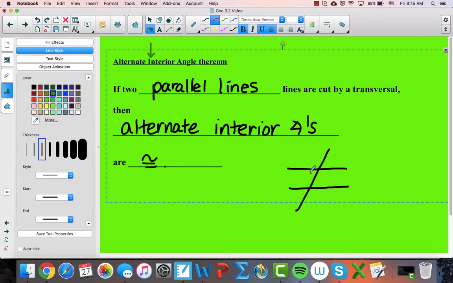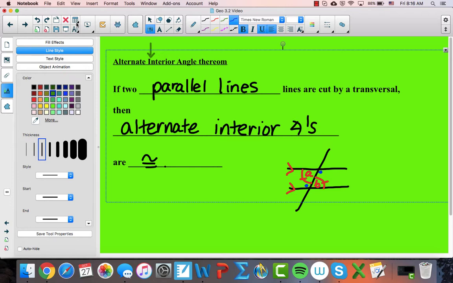Alternate interior angles would be something like this, A and B. Well, those are alternate interior angles and they would be congruent as long as the lines are parallel. So A and B. And we also should know that these angles here and here are also alternate interior angles. They would be congruent to each other. The blue ones would be congruent and the red ones would be congruent. Alternate interior angle theorem. Again, if two parallel lines are cut by a transversal, then alternate interior angles are congruent.